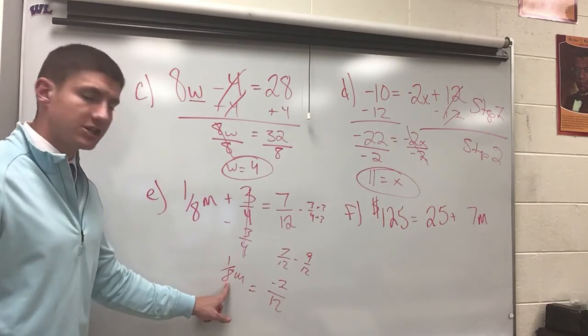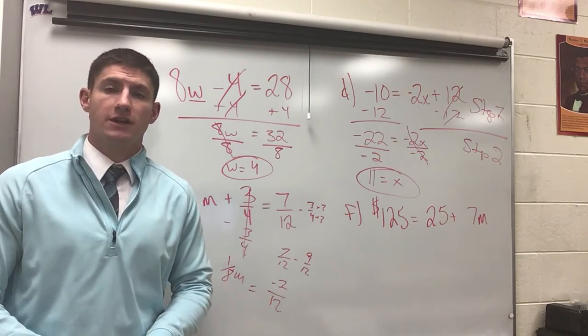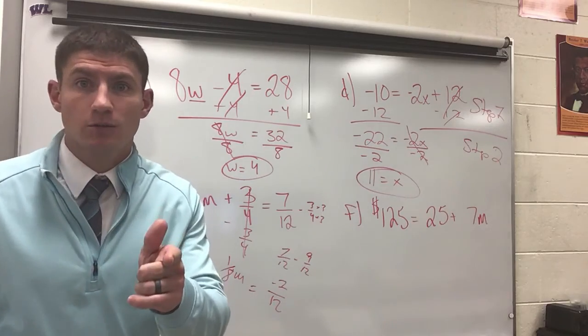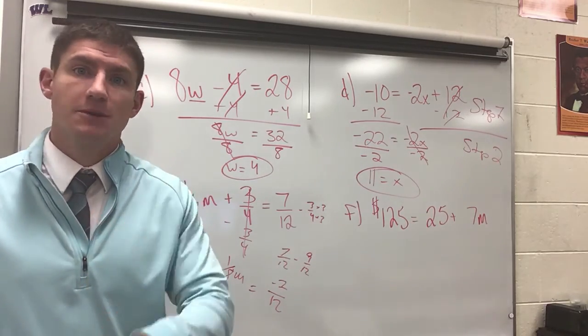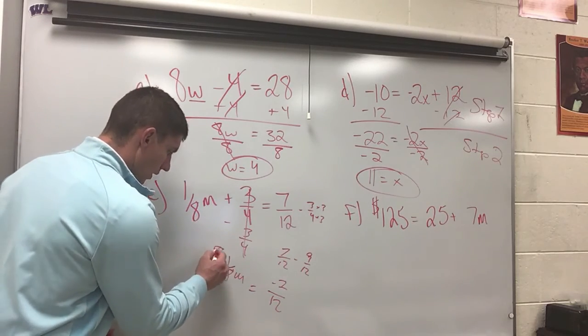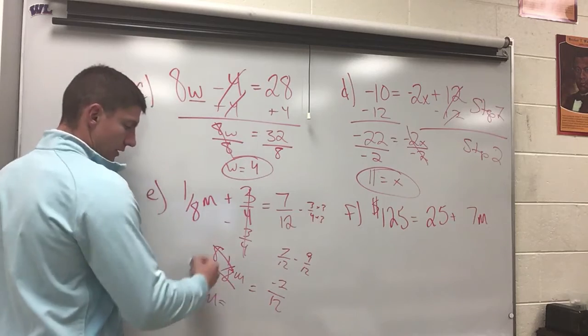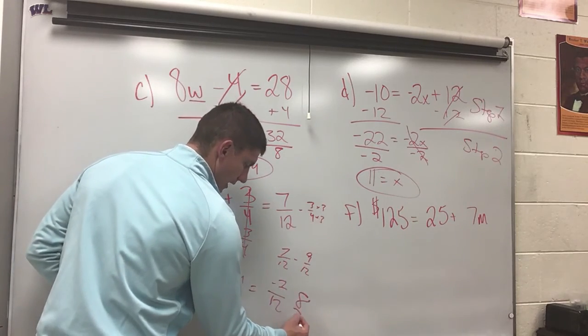Now when I have a fraction and it's multiplied, I'm not going to divide by another fraction in order to solve that with an inverse operation. When it's a fraction, I have to remember to multiply by the reciprocal. So the reciprocal of 1/8, if I flip that over, is 8/1. If I multiply, those will cancel, and I'm left with m by itself. Now I do the same thing to the other side, and multiply by 8/1.